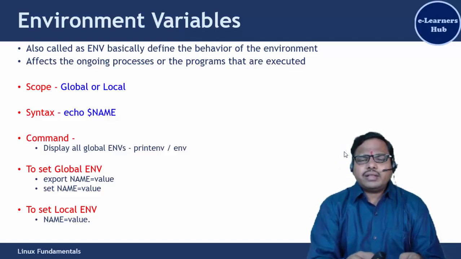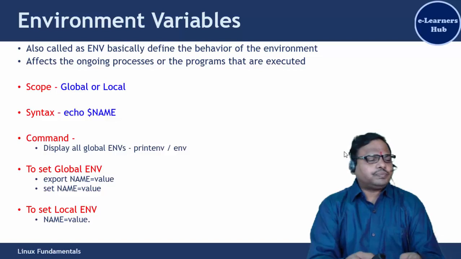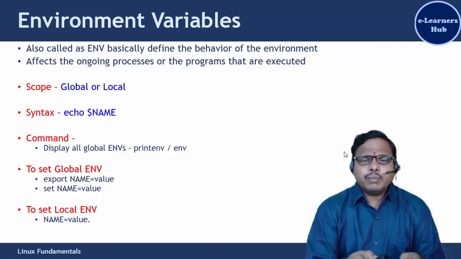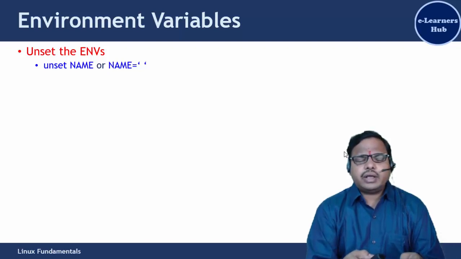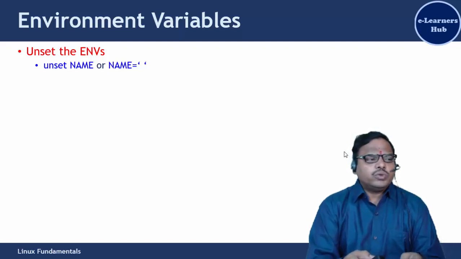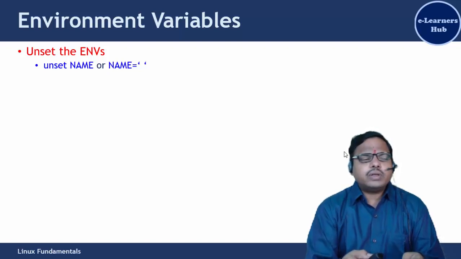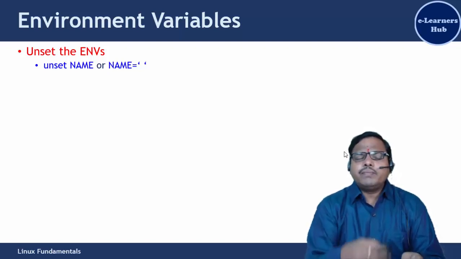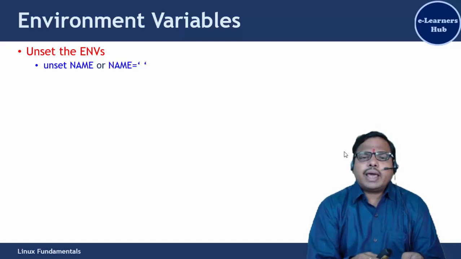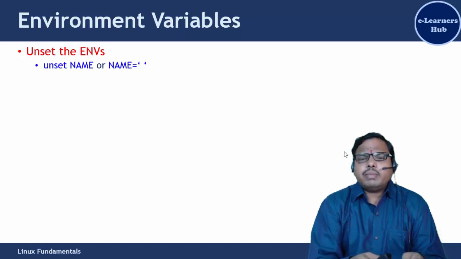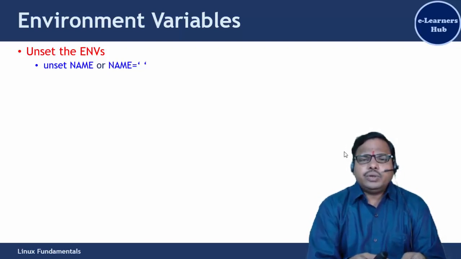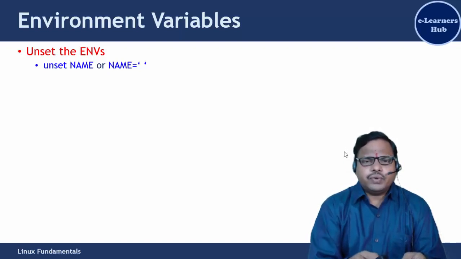Once you set the environment variables, you can also remove or cancel the environment variable by using the unset command. With unset you can simply provide the name, or you can use NAME= followed by blank single quotes. That will unset the environment variable. That is, the environment variable that you created is cancelled and you can't use it further.